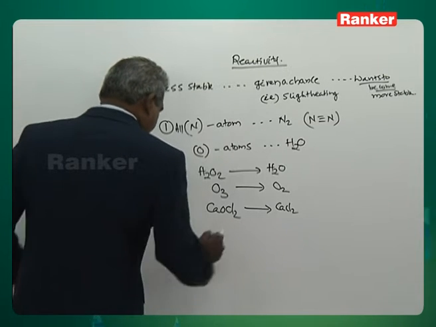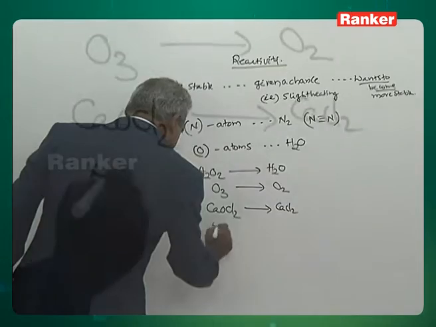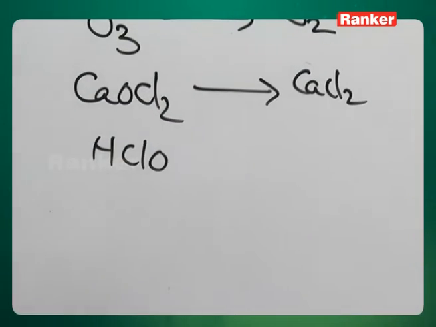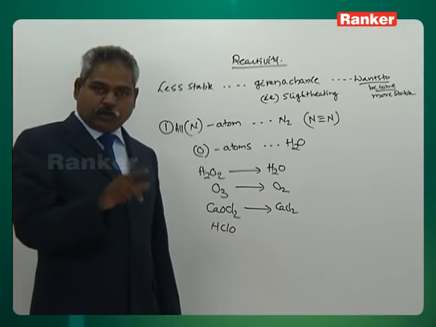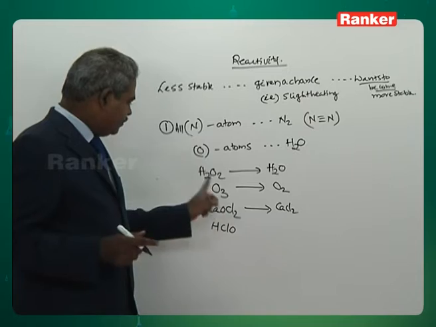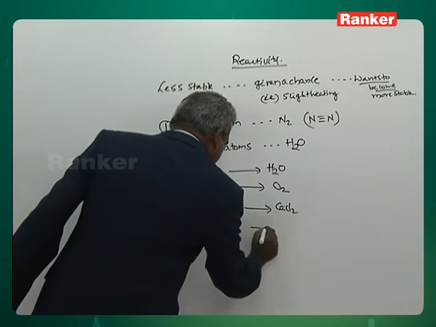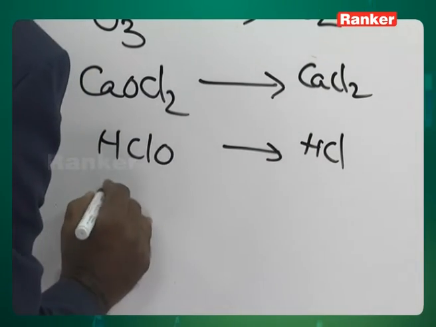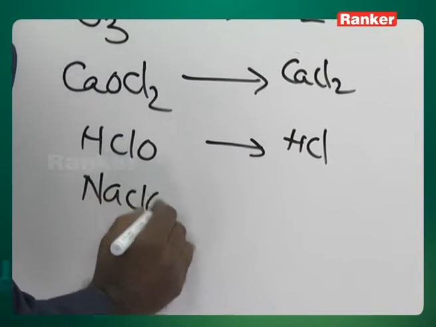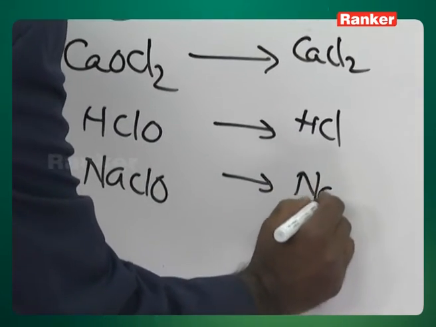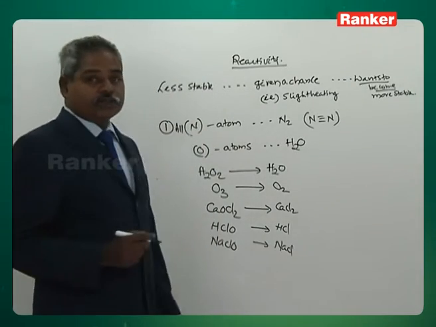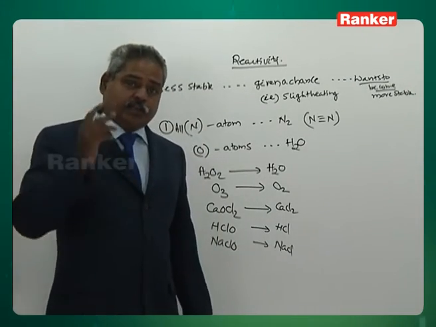And once again, NaClO, hypochlorite, also contains the O-Cl bond, same trouble, wants to become NaCl, in a natural way. When you heat it strongly, perhaps you may get NaClO3 or anything else.